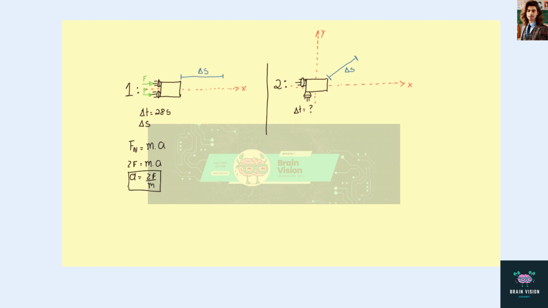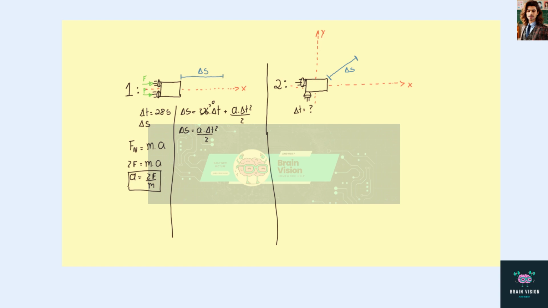Now, we can relate the acceleration with the displacement using the following relation. Remember that the displacement is equal to the initial velocity times the time interval plus the acceleration times the time interval squared divided by 2. The initial velocity is equal to 0 as the probe departs from rest. Then, the displacement is equal to the acceleration times the time squared divided by 2.